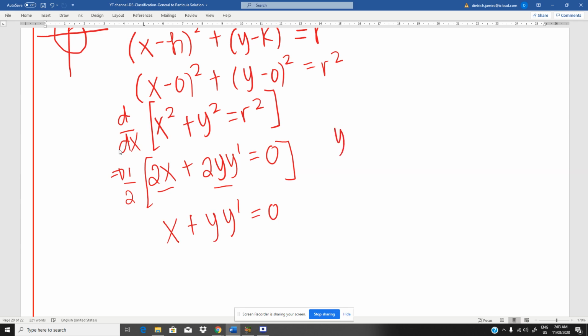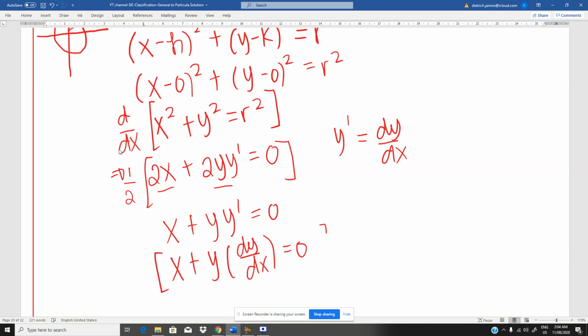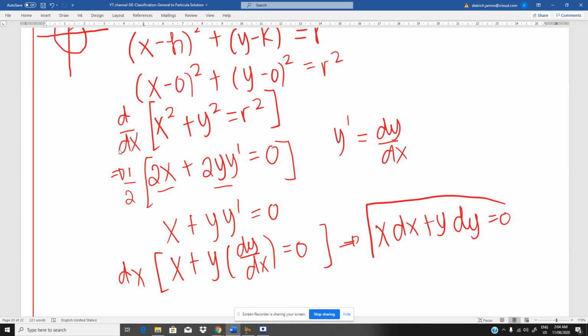We know that y prime is equal to dy over dx, so I will substitute dy over dx into our y prime. So we will have x plus y multiplied by dy over dx is equal to 0. Multiplying both sides of the equation by dx will come up with this answer: x dx plus y dy is equal to 0. And that's the answer.